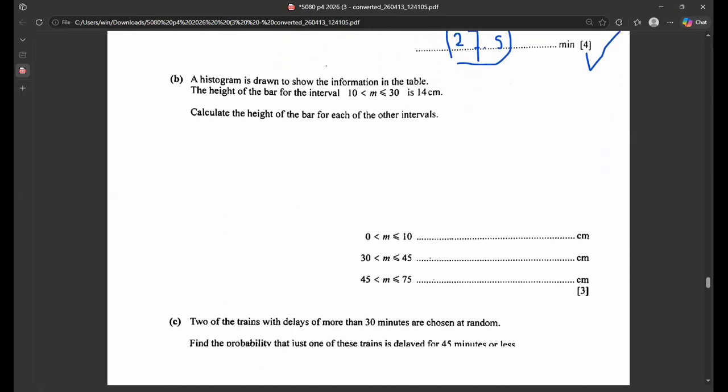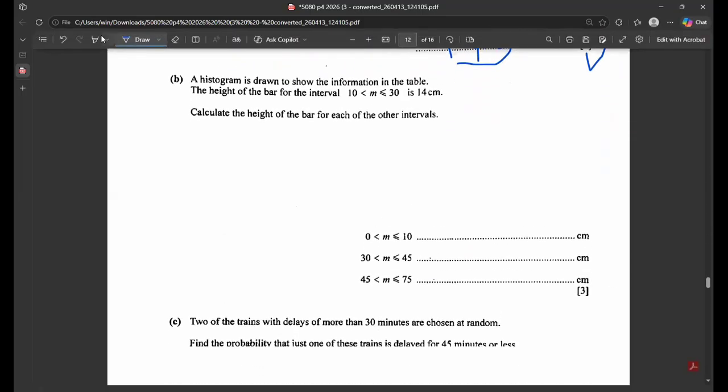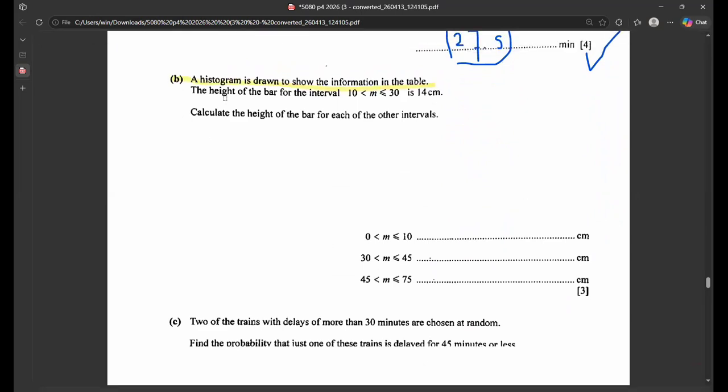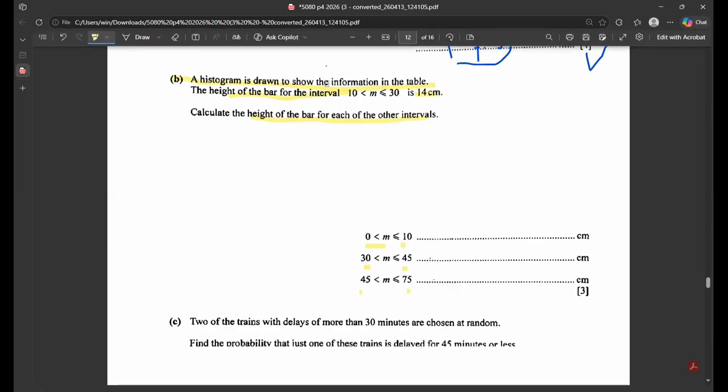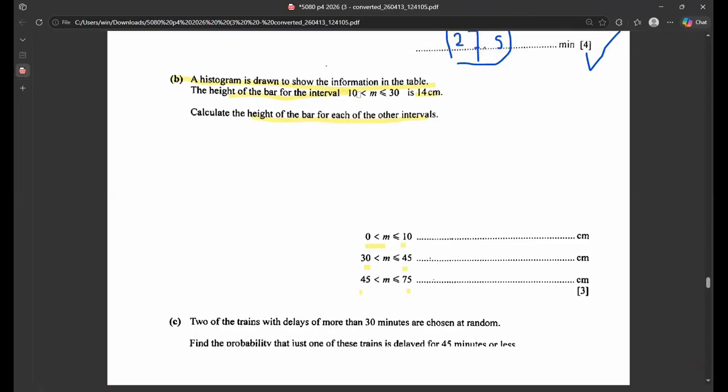In question B, a histogram is drawn that shows the information in the table. The height of the bar in the interval 10 to 30 is 14 centimeters. Calculate the height of the bar for each of the other intervals: from 0 to 10, from 30 to 45, and from 45 to 75. So we have to get it from this bar. We have 20 in between.